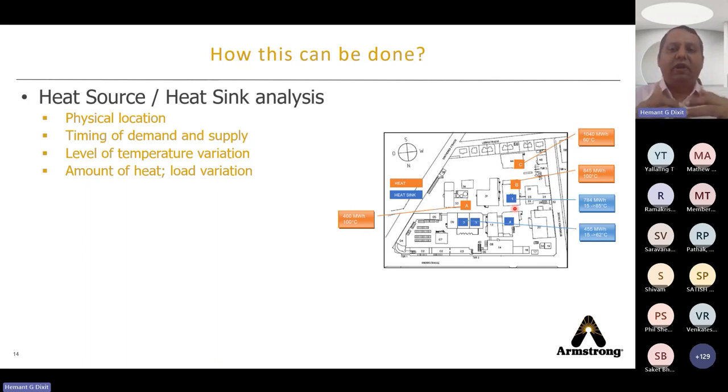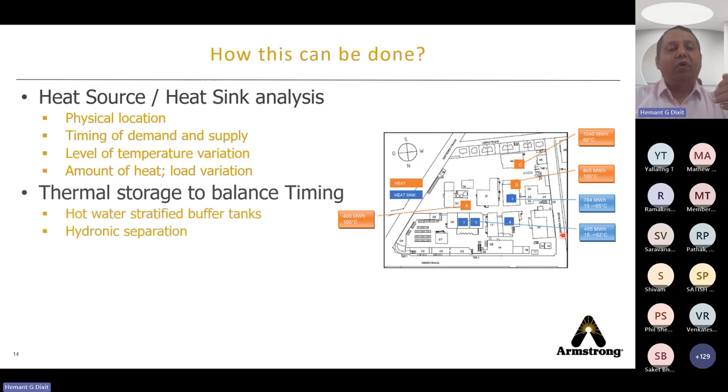What is the source available? What is the sink required? And how can we synchronize these two things? To do that, the physical location of the plant is very important. The first and foremost is we need to understand the physical location of the plant, then the timing of the demand and the supply, followed by the level of temperature variations and the level of load variations, or the amount of heat required.